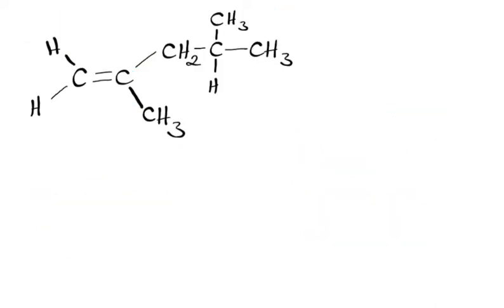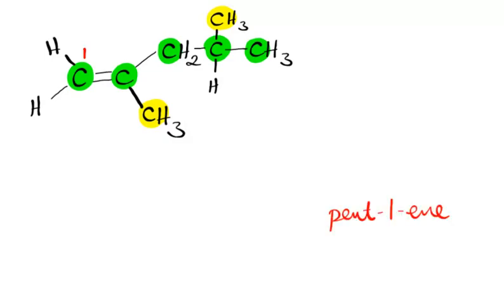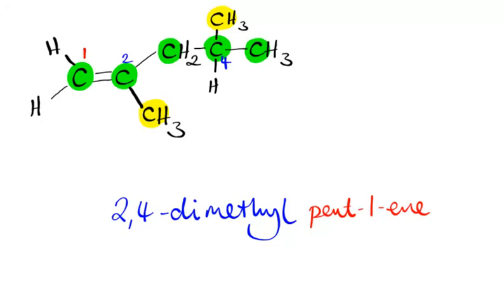So we're looking for the longest carbon chain, including the double bond, gives us 5, and you can probably see that we've got 2 methyl groups on there as well. That means this must be carbon number 1, so that means that we're talking about pent-1-ene, and so our methyl groups are on the 2nd and 4th carbon, which makes this 2,4-dimethylpent-1-ene.